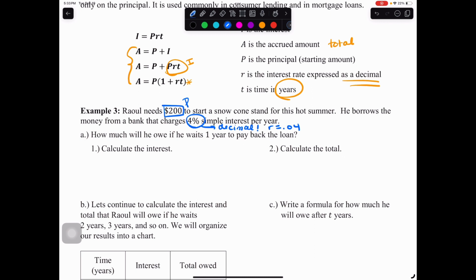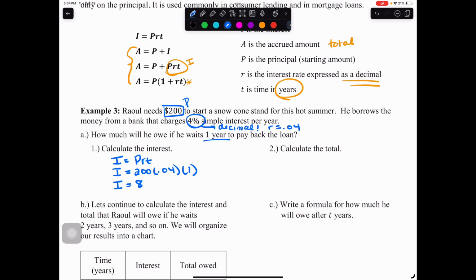Now when it says calculate the interest, I'm just going to use the plain interest formula. So this is the first way you can do this. I equals PRT. That means the interest is calculated by taking the principal, which was 200, times the rate, which was 0.04, and times the time. They just want to know for 1 year, so the time is 1. When I multiply all those things together, I get 8.